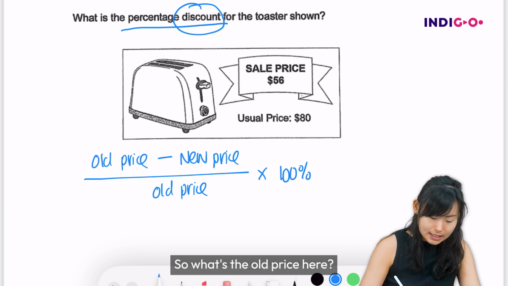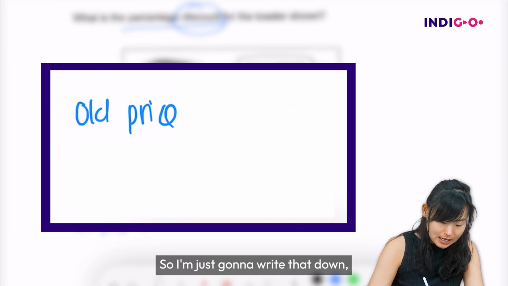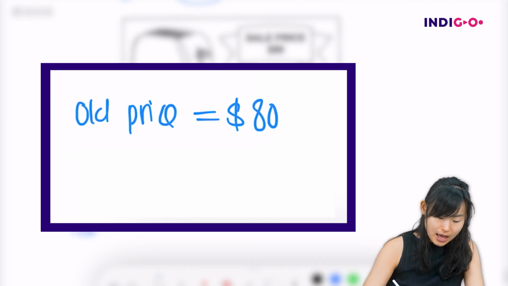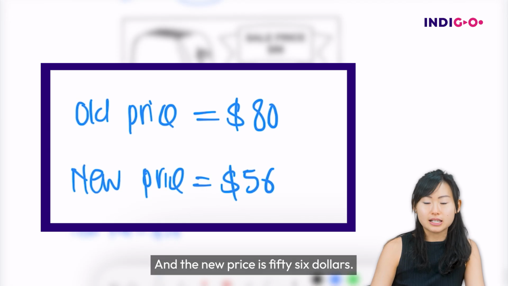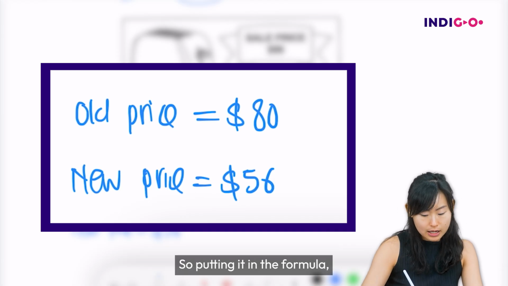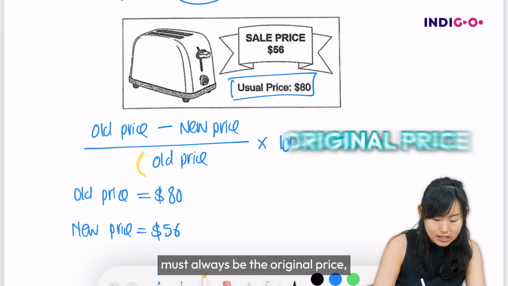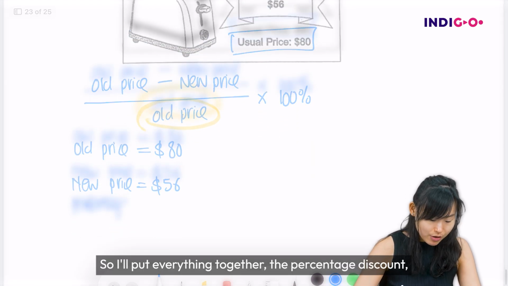So what's the old price here? It says the usual price is $80. So I'm just going to write that down. The old price is $80 and the new price is $56. So putting it in the formula, just to take note, the denominator in your formula must always be the original price, which is the old price. So I'm going to put everything together.